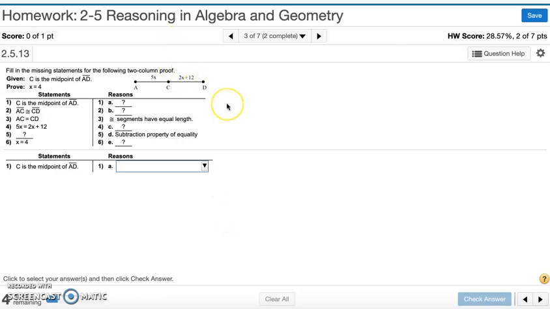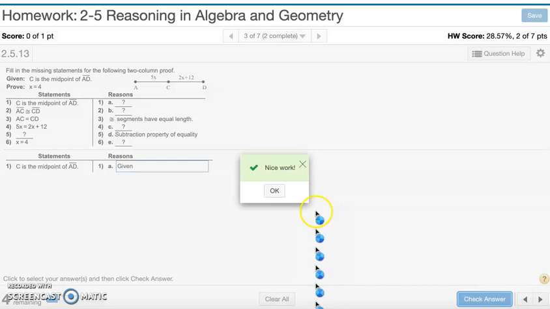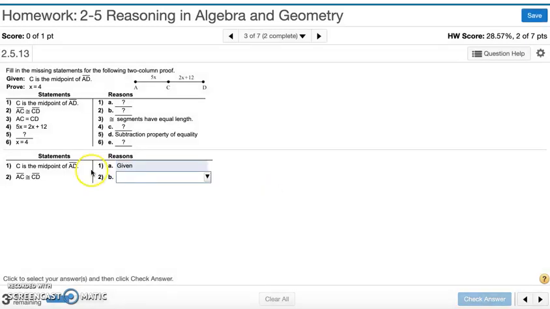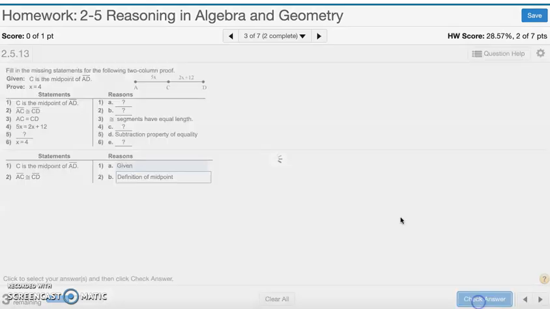We're given that C is the midpoint of AD, and we're trying to prove that x equals 4. So, statement 1, C is the midpoint of AD. We just said that's given, so first reason is going to be given. Number 2, we're told AC is congruent to CD. That's going to be the definition of midpoint. If C is the midpoint, then the segments on either side of it are going to be congruent.